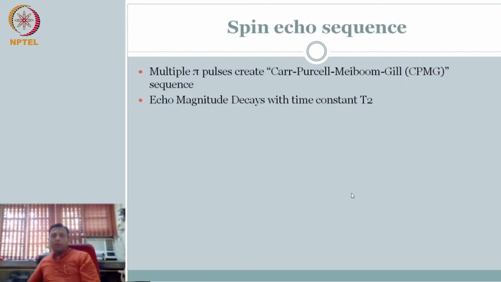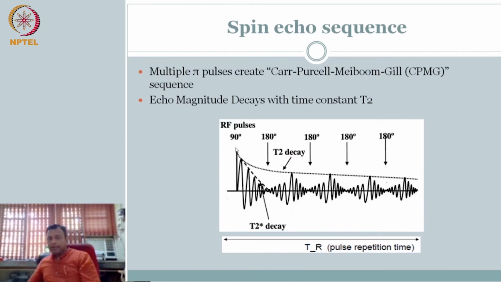So that means I can manipulate. There are several sequences people have played with. One is that multiple pi pulses can be created. Essentially you get a 90 degree pulse, and then you apply multiple pi pulses, pi by 2 first, then pi.